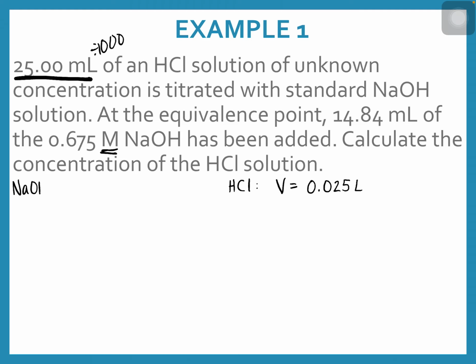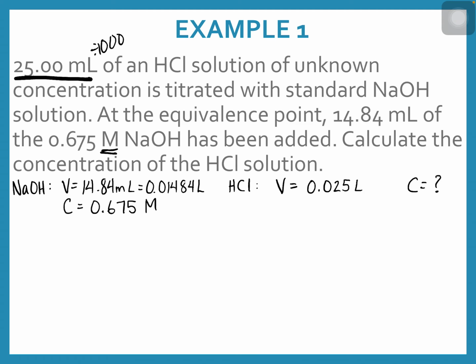So sodium hydroxide uses 14.84 milliliters. And I'm going to divide that by 1,000, so 0.01484 liters. And the concentration of that is 0.675 moles per liter or molar. So I want to find the concentration of hydrochloric acid.